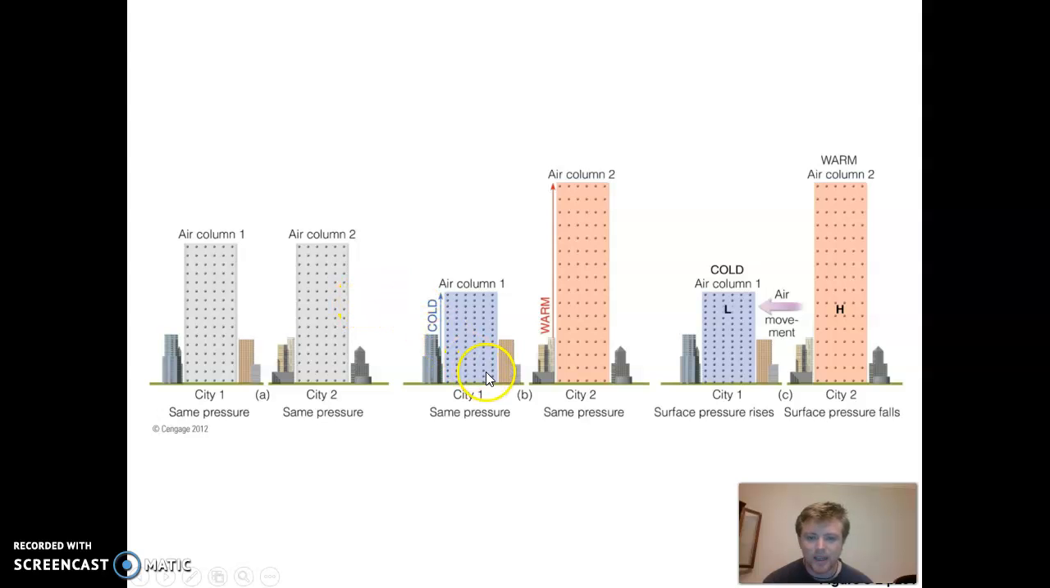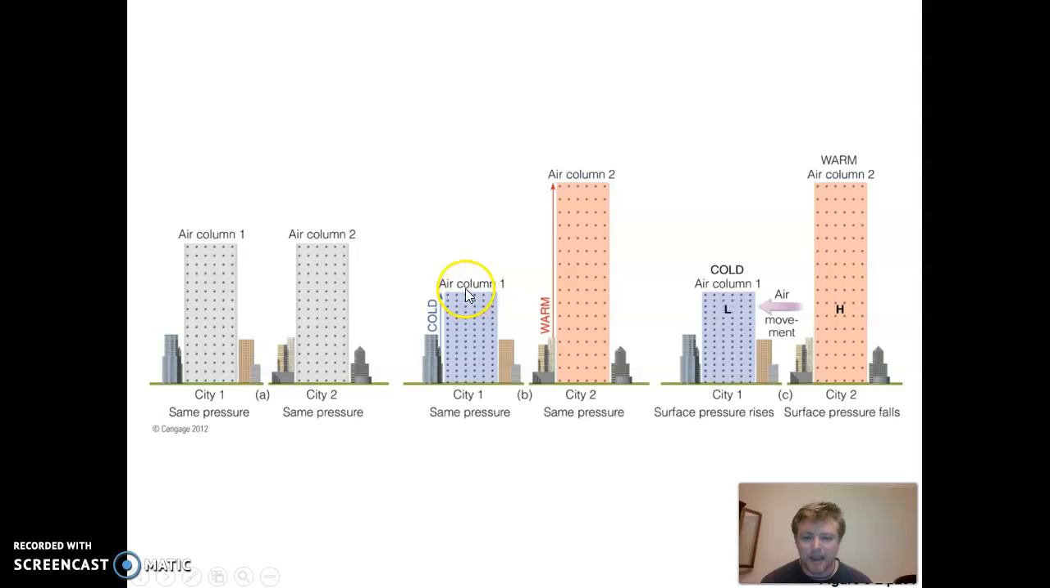Now, let's think about what's happening if one of these cities starts heating up, or the other one gets colder. What we need to keep in mind is we're talking about the same amount of air. What's different is the density and the height of that column of air. So City 1 now has a shorter air column.